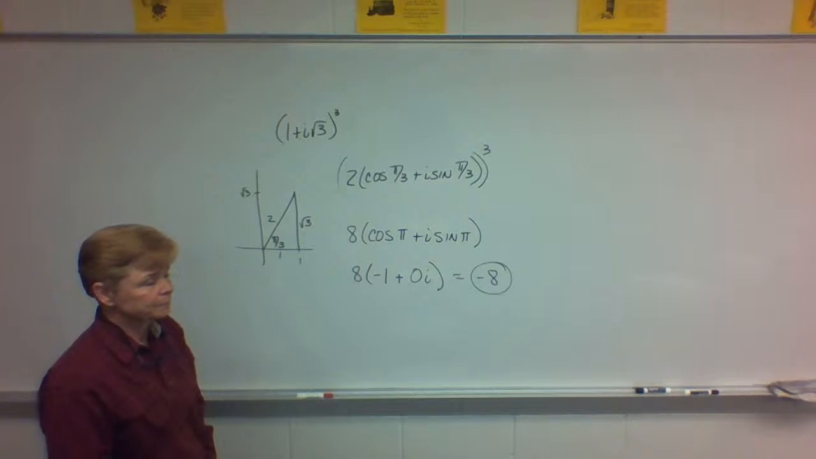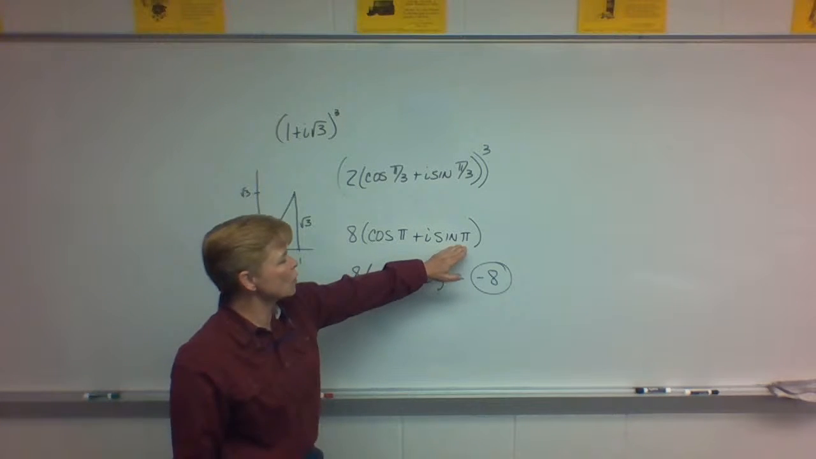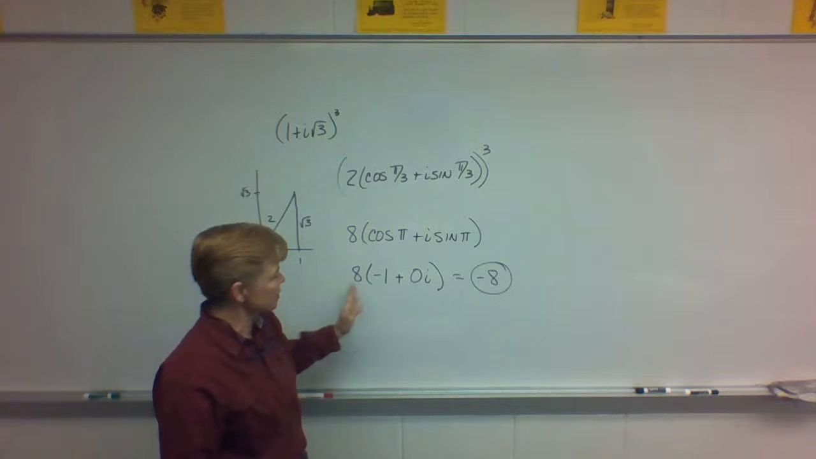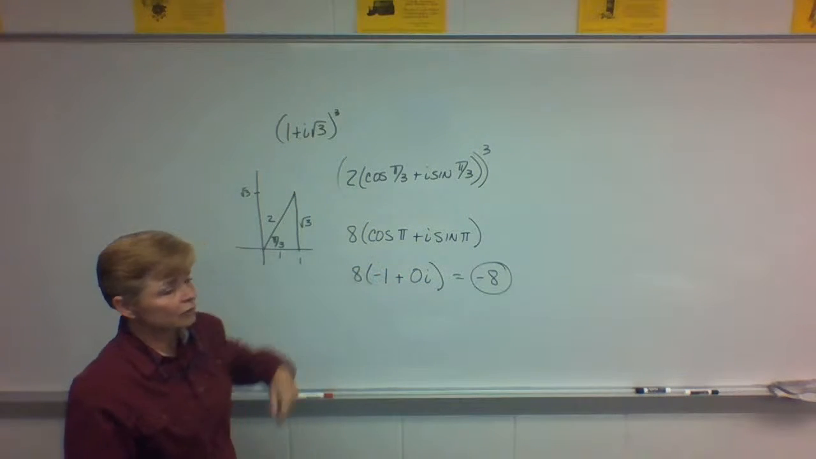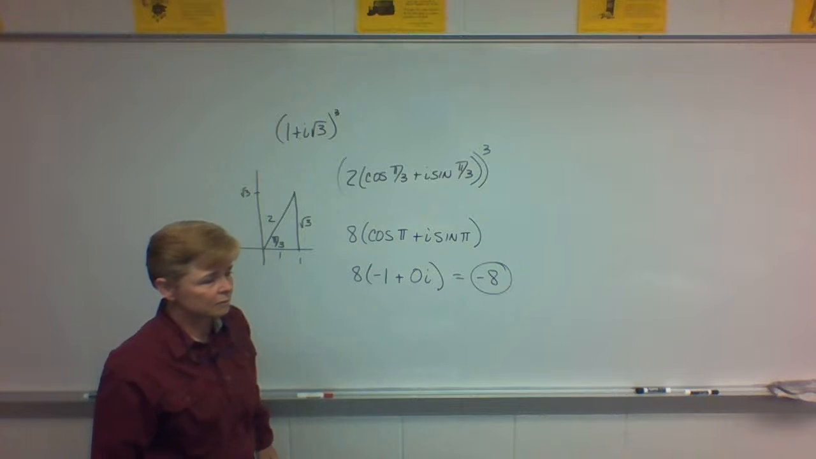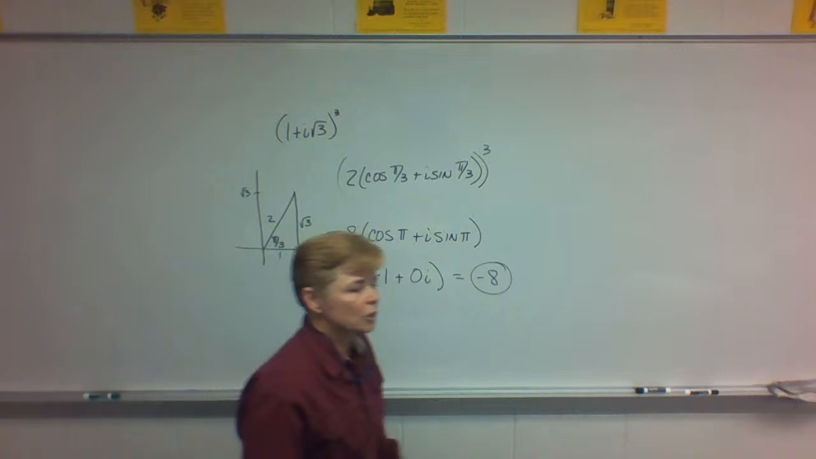Nice. You okay on that? So you actually evaluate the result of multiplying by 3 because we were cubing. You have to evaluate those things and then simplify it back to standard form. So what we're saying is 1 plus i root 3, cubed, is -8. Interesting way to go.